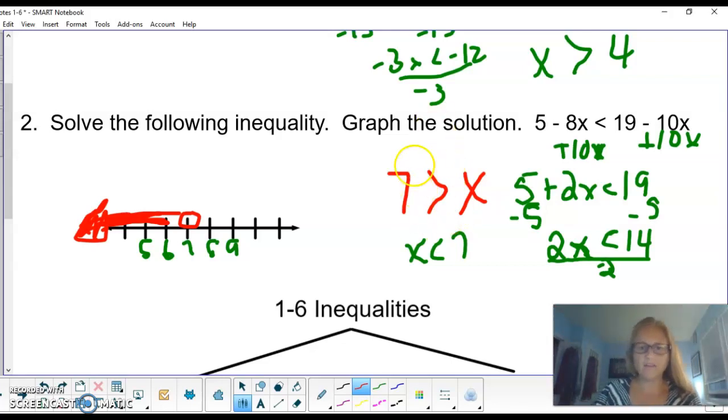The alligator is eating the bigger number. Here it's eating the 7. Here it's eating the 7. And then either answer you get, this is what your graph looks like. It would be an open circle because it's just greater than or less than. And then you are shading to the left.